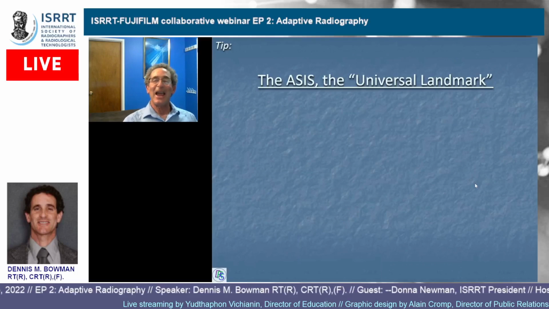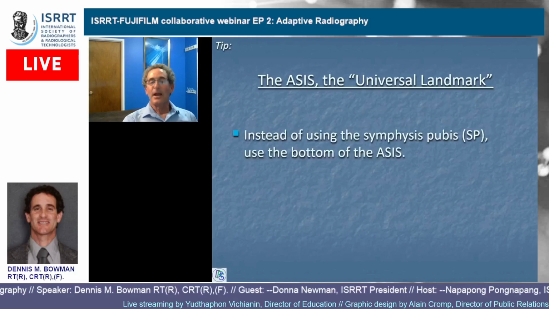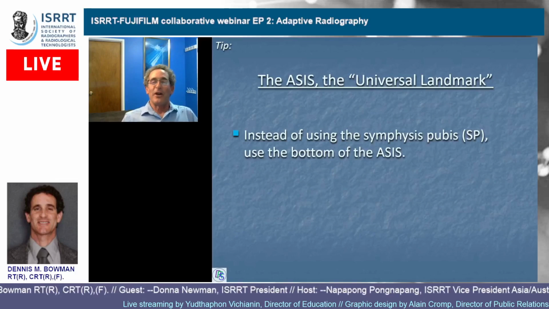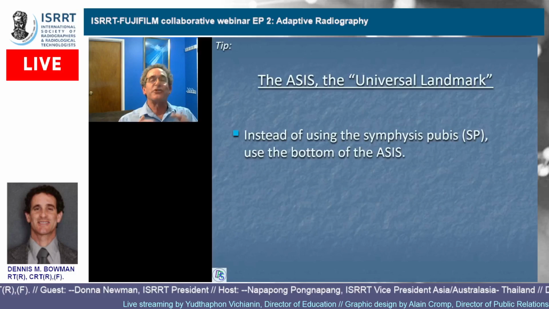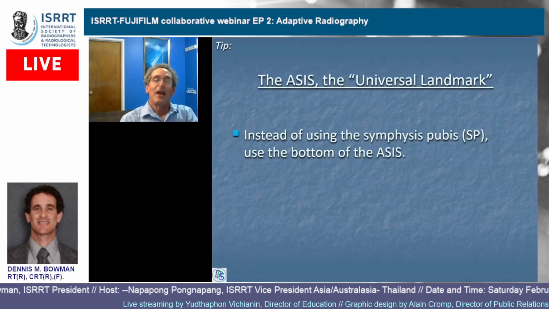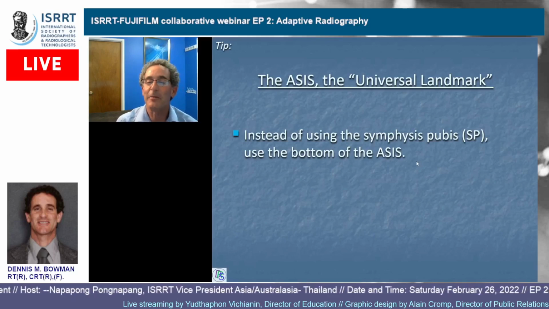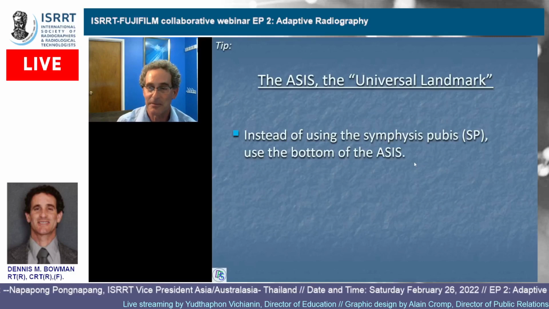This is about the ASIS, which in the book we called the Universal Landmark. When you're just doing positioning of pelvises and hips, the symphysis pubis is something you would want to use, but you don't really want to get down there and start feeling for it. Instead, you can use the bottom of the ASIS.